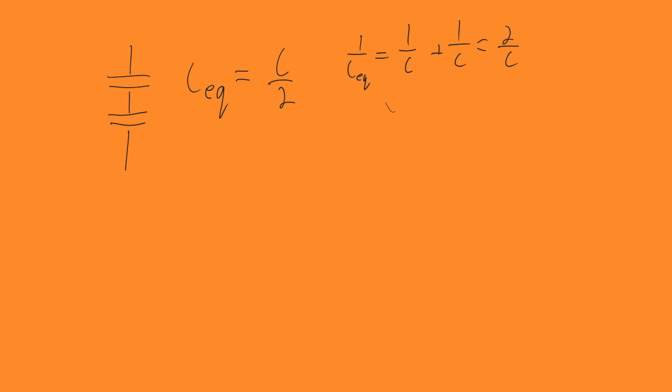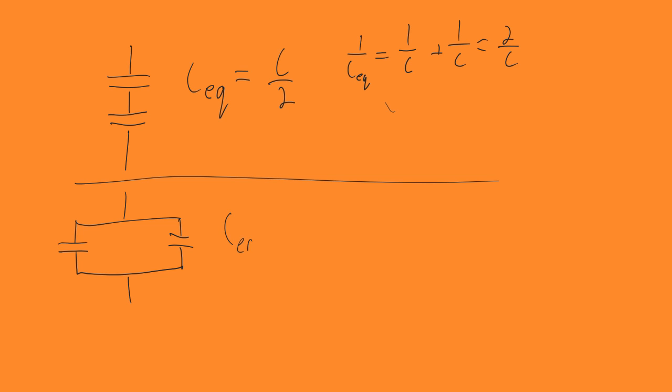Let's try out the second one. This time we have it in parallel, which is the exact opposite. So if this is the case, draw a line here. Then we just add up the capacitances. There's 2 here, so the equivalent capacitance is just going to be 2C, because equivalent capacitance is just C1 plus C2. Cool.